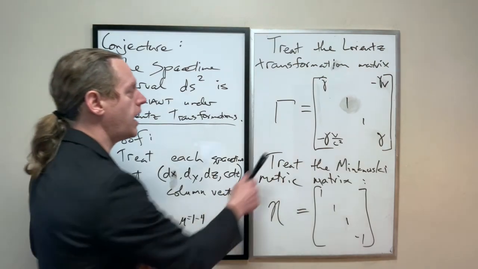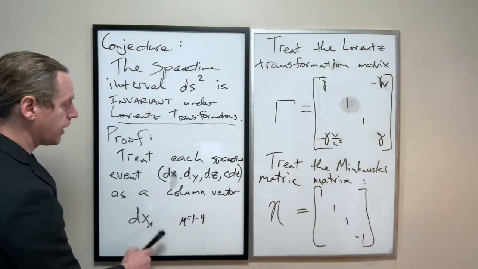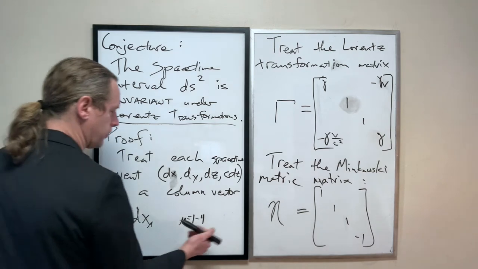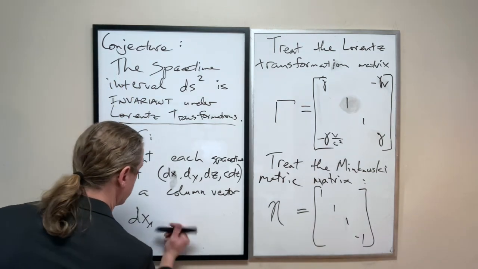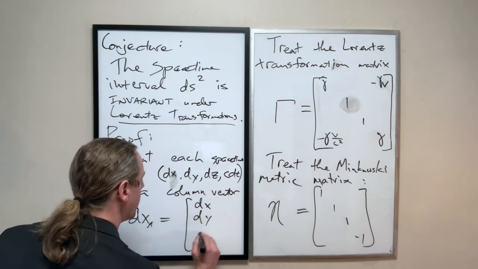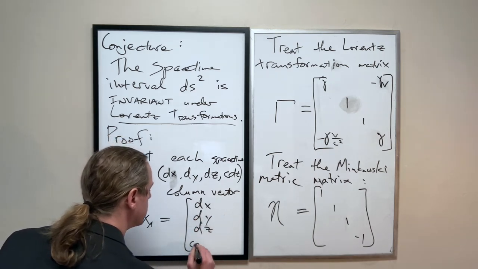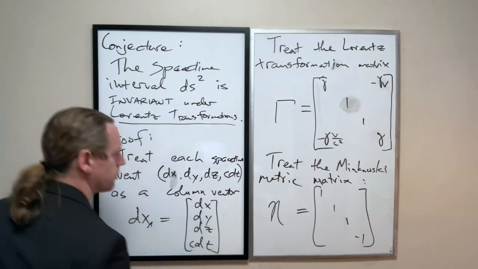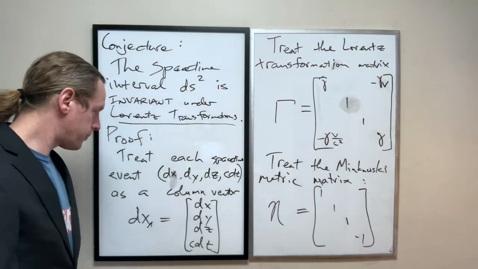Okay, so we have our column vectors, and by the way, I should actually write this out here. We're just going to write this as dx, dy, dz, and cdt. So remember, we're treating it as a column vector here.